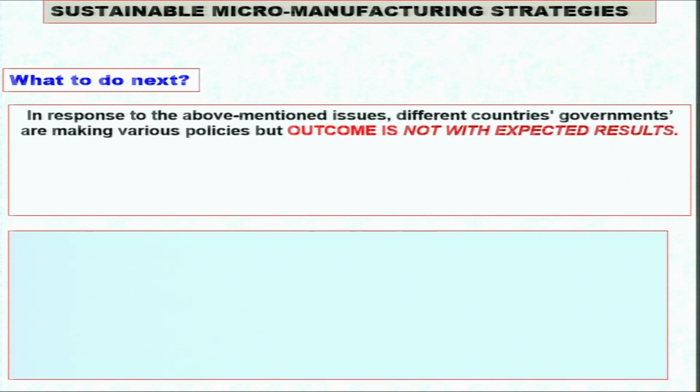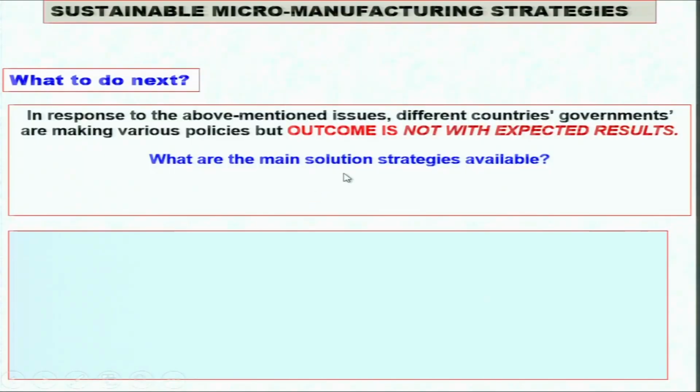Sustainable micromanufacturing strategies. What to do next? In response to the above mentioned issues we have discussed in few slides, different countries' governments are making various policies, but the outcome is not with expected results. Outcome is not very encouraging, because the reason is simple, that manufacturers in those countries are not strictly following those norms, rules set for green manufacturing.